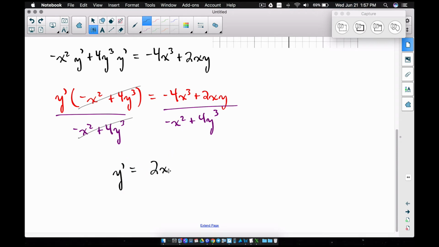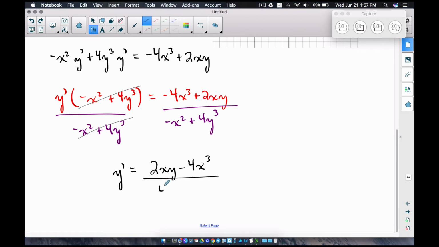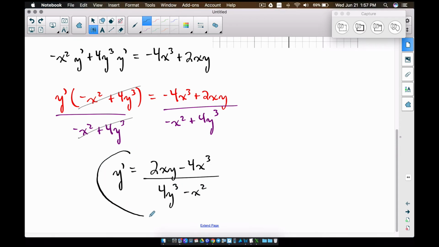You don't have to do the rearranging like I'm doing here. But if I have a positive and a negative, it's just something I like to do. I like to write my positive term first and my negative term second. You don't have to do that. I'm going to do the same thing at the bottom. And that's going to be minus x squared. So here is our derivative.